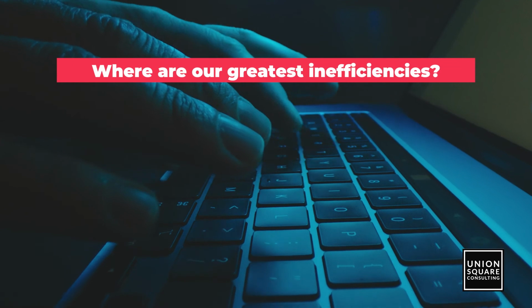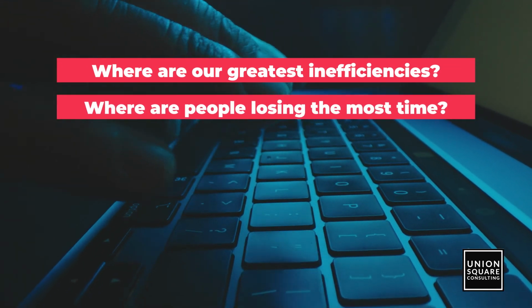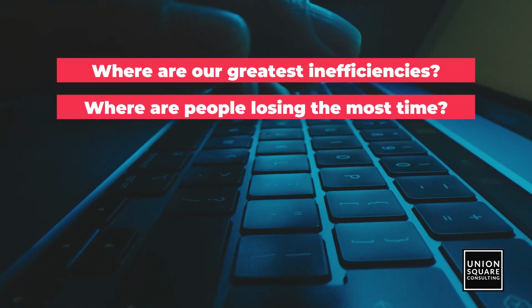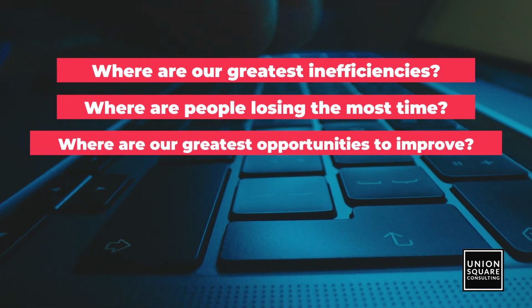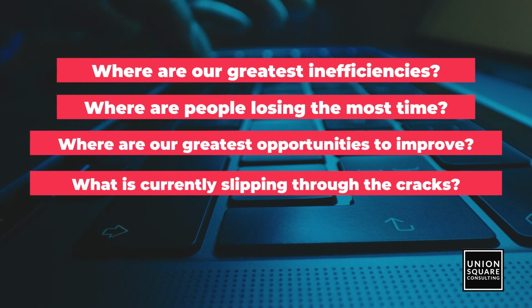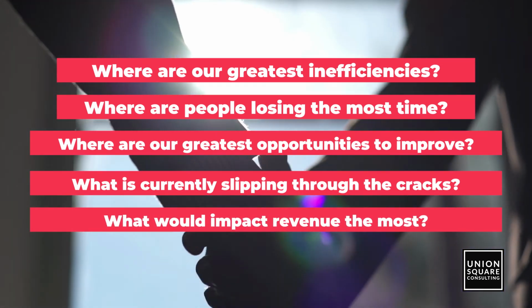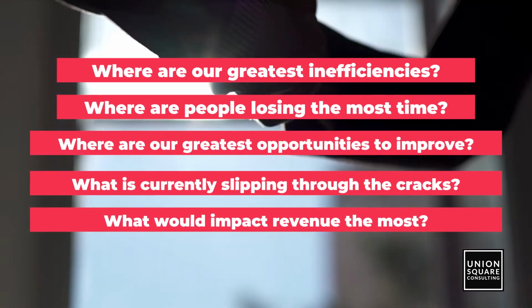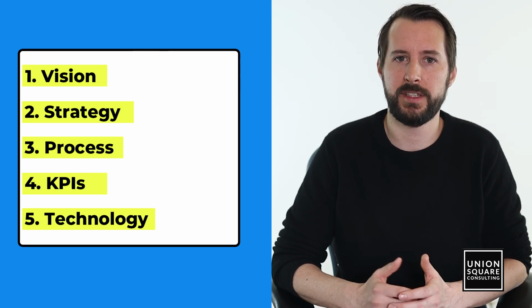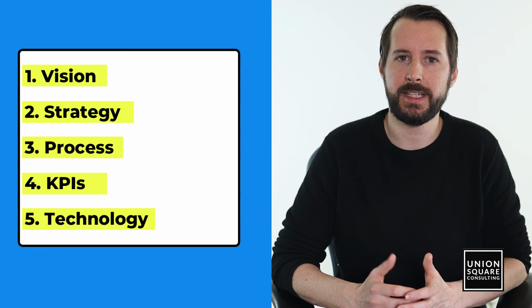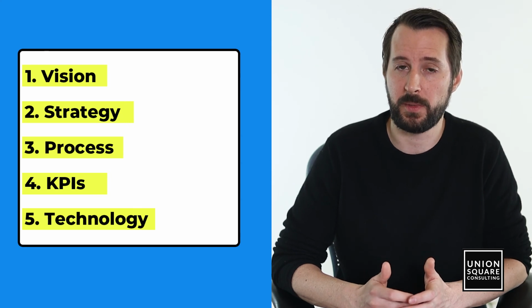Where are our greatest inefficiencies? Where are people losing the most time to processes that could be streamlined with technology? Where are our greatest opportunities to improve effectiveness and performance? What is currently slipping through the cracks right now? And what would impact revenue the most if we could improve it? And finally, what KPIs do we need to measure, and how can we do a better job of getting visibility into the business and driving the actions we need to execute the business process?